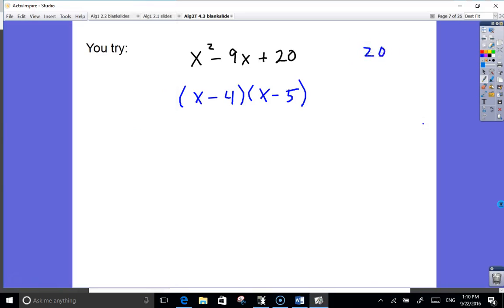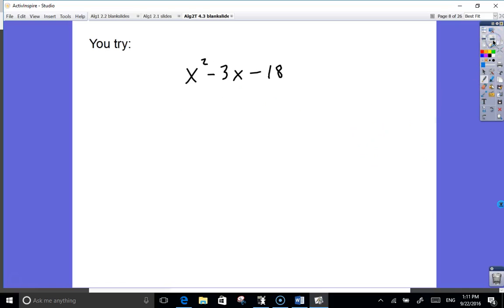It's going to be 20. So we said it's 1 times 20, 2 times 10, or 4 times 5. Now, if the last number is positive 20, but the middle number is negative 9, what do you know about the two numbers you're looking for? They're both negative, right? So I should put negatives in front of all of these, and then figure out which of these add up to negative 9. And the answer is these. That's why we use x minus 4 times x minus 5. Okay, try that one.